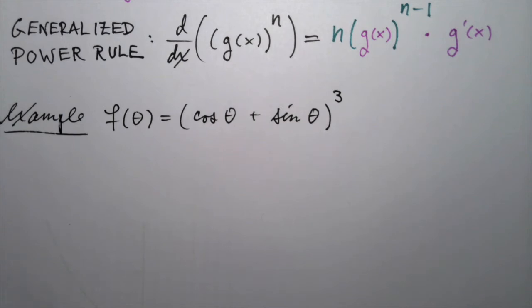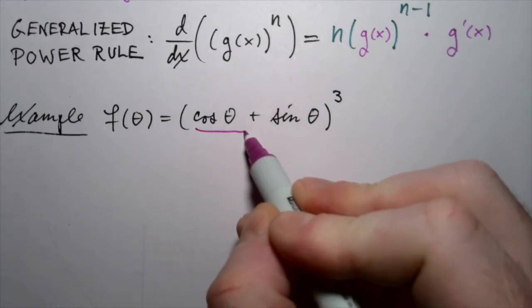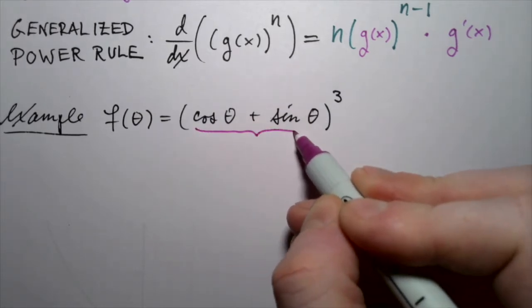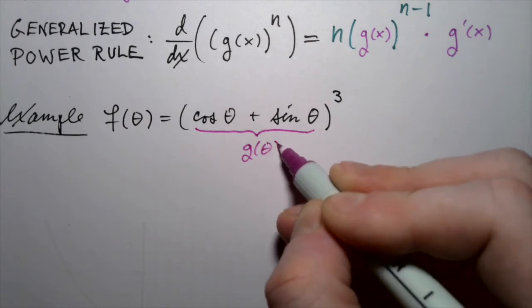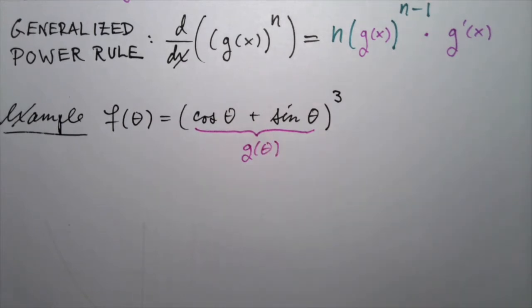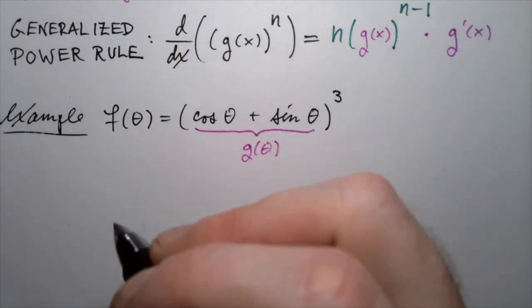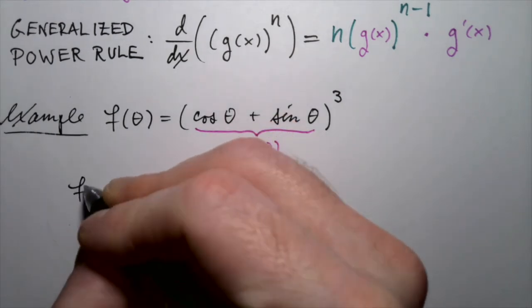This function f of theta, that's exactly that sort of thing. The inside function, it's not a function of x this time, it's a function of theta. That's okay. It'll be the same process, but I'm thinking of that right there as the inside function g of theta. So this is g of theta raised to the 3rd power.